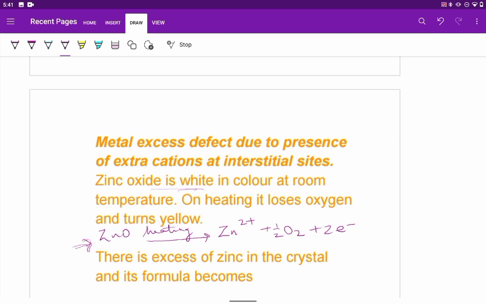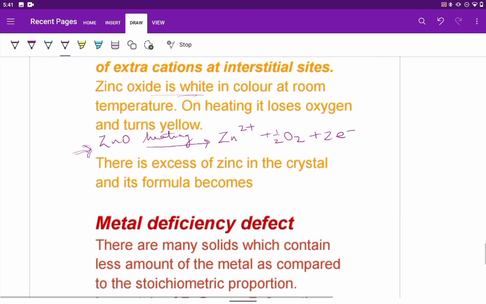So there will be excess of zinc in the crystal, and now the new formula becomes Zn(1+x)O. So there are excess Zn2+ ions. Actually it should be ZnO, the original formula, but here you see there is an addition of x. Zinc is more than oxygen, because oxygen has left, it is losing oxygen.